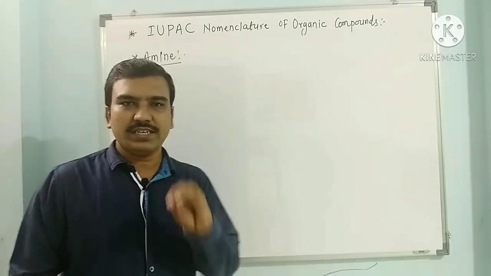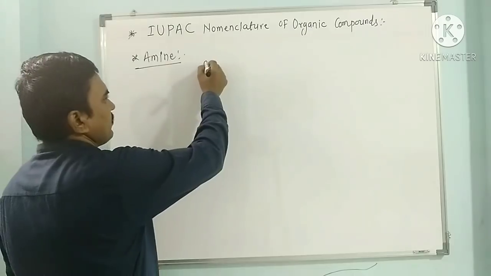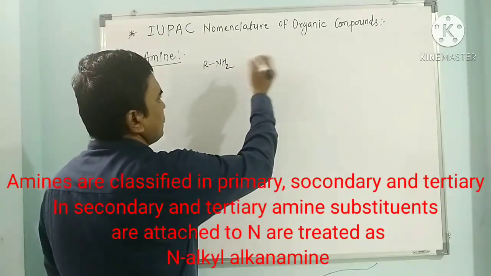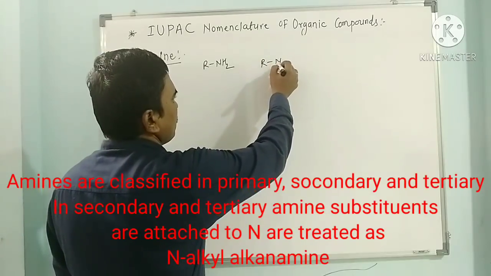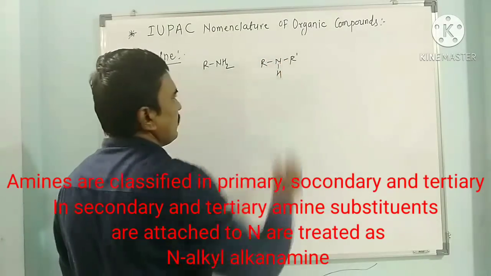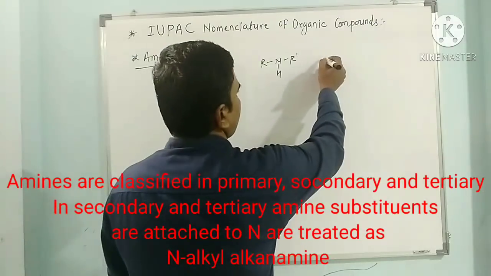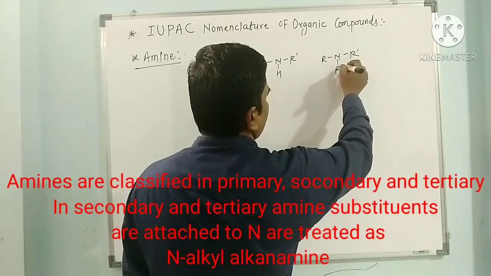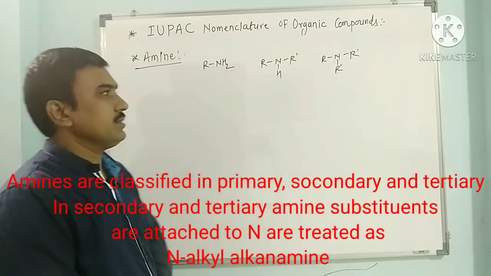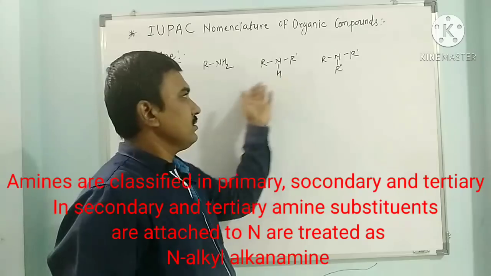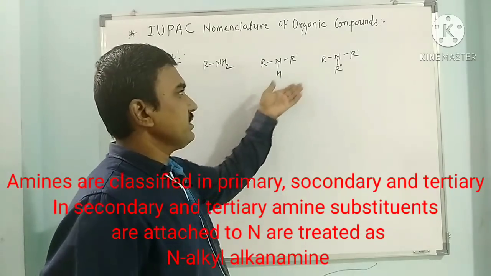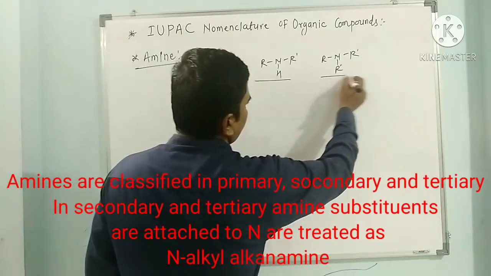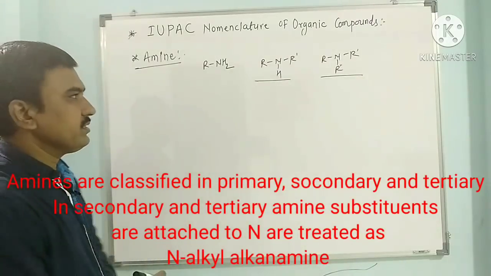Amines are classified in three types. Primary amine, that is RNH2, which we have just seen. Secondary amine is RNH, with R or R dash. And next is tertiary, RNR, with R, R dash, R double dash. So in this way these are the primary, secondary and tertiary amines. Now we have to see examples of secondary and tertiary amines.